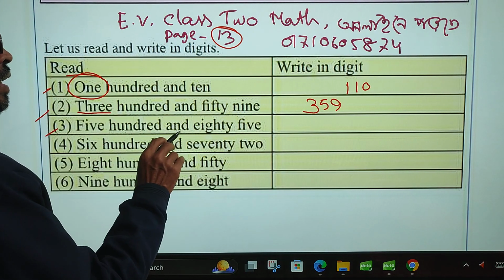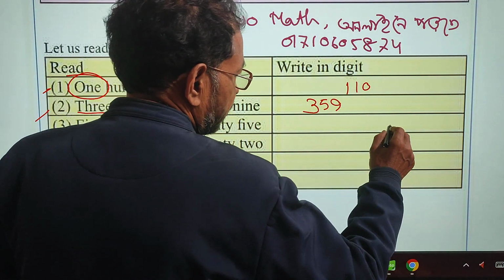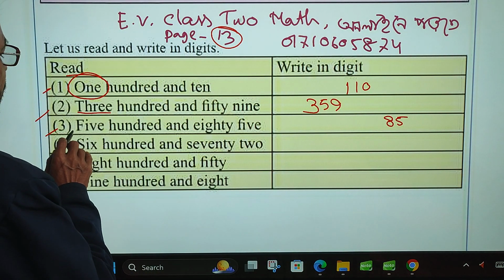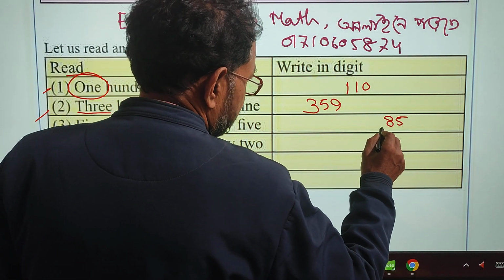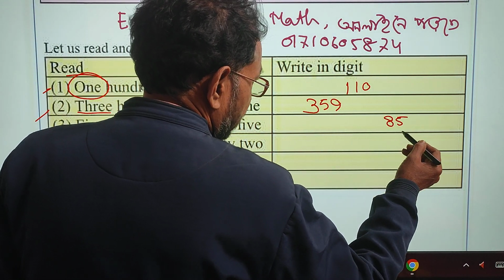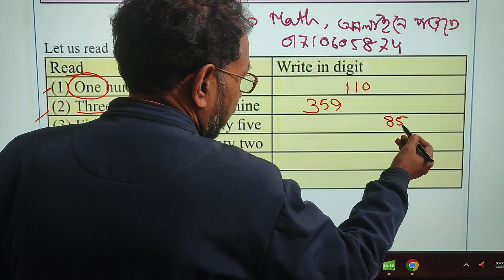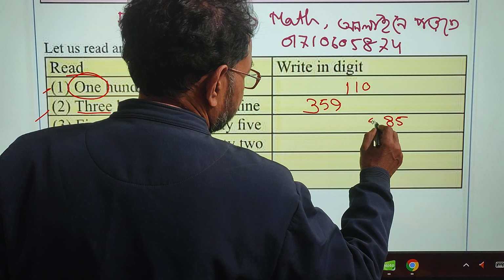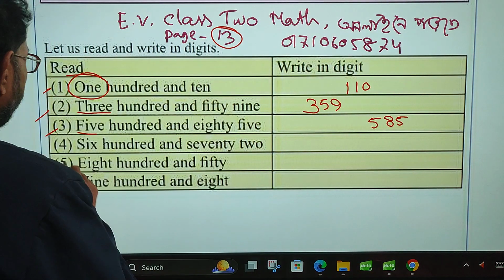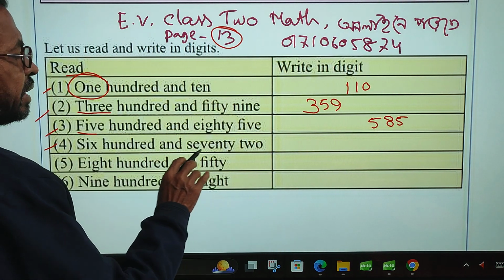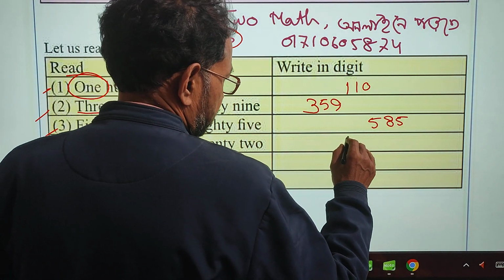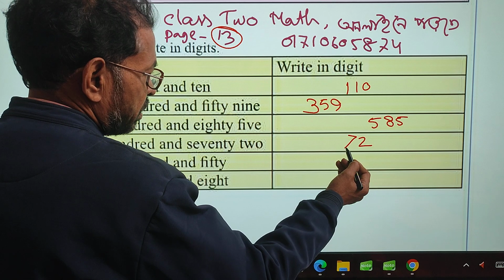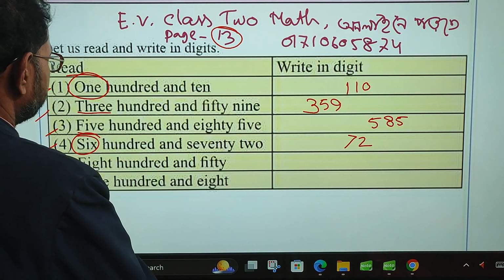Number 3, 585. First you should write 85, then look how many hundreds to write. 500. It is the place of 100 because if you read ones, tens, hundreds, so how many hundreds? 500s. Okay, number 4, 672. First 72, how many hundred? Read ones, tens, and 100, 600s.